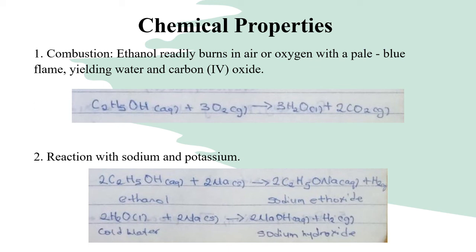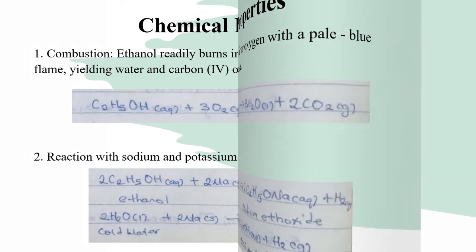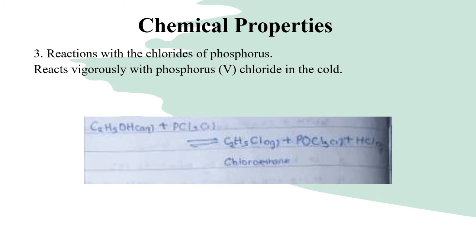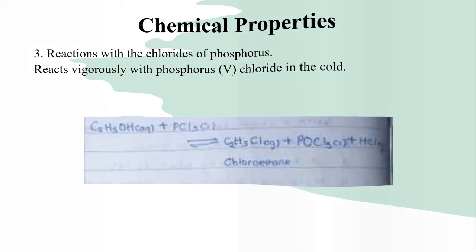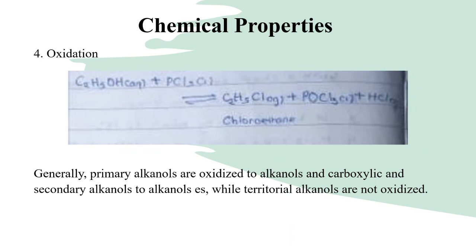Number 2, reaction with sodium and potassium. It reacts with sodium and potassium. It also reacts with chloride of phosphorus. It undergoes oxidation. Generally, primary alkanols are oxidized to alkanal and carboxylic acid, while secondary alkanols are oxidized to alkanones, while tertiary alkanols cannot be oxidized.